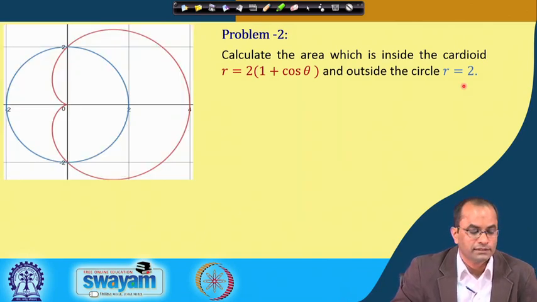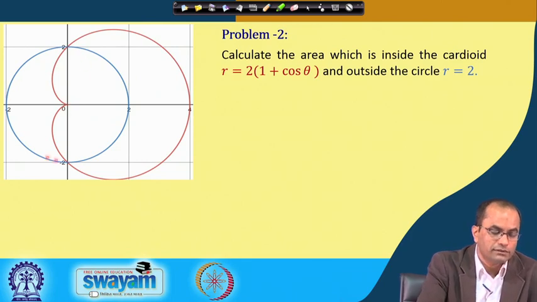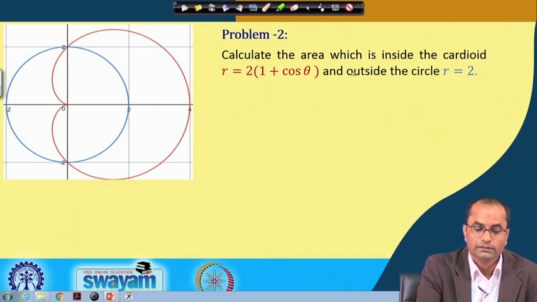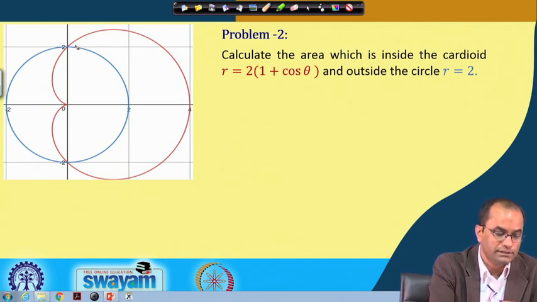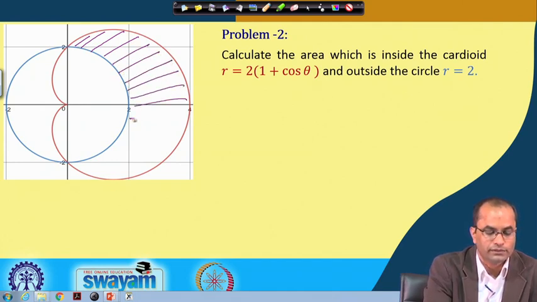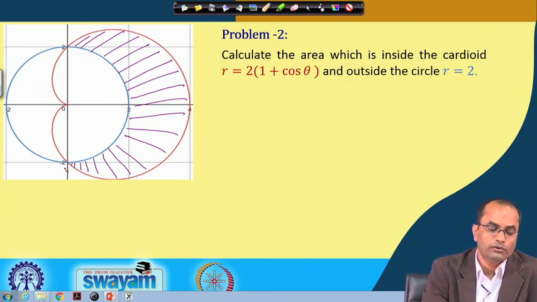So, in this case we have this cardioid, and then we have the circle here of radius 2, and then what is asked here is which is inside the cardioid and outside the circle r is equal to 2. So, that means we are talking about this here, outside the circle and inside this cardioid. So, this is the region we want to find the area of, and naturally we will use the polar coordinates, because this is again much easier.